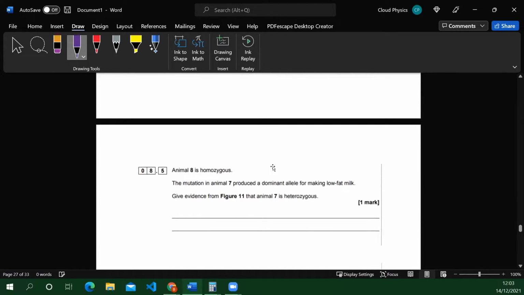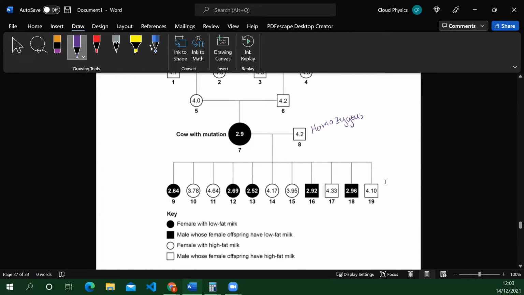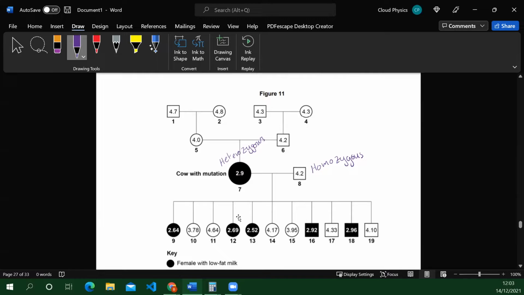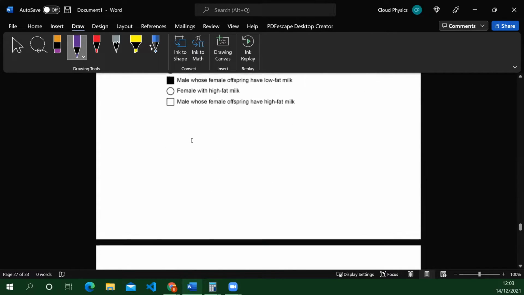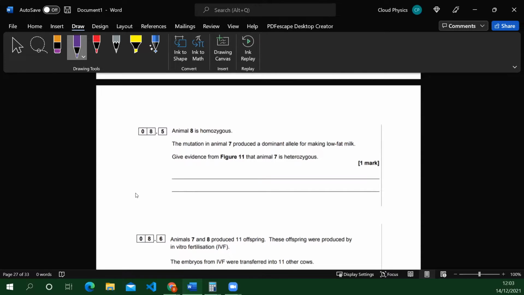So give evidence from figure 11 that animal 7 is heterozygous. Okay, so think about it. If this was also homozygous, all the offspring would be the same, and they're not. So not all offspring have low-fat milk. Some have high fat, because yeah, there were different ones, some high fat produced.